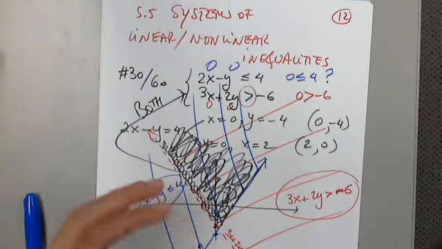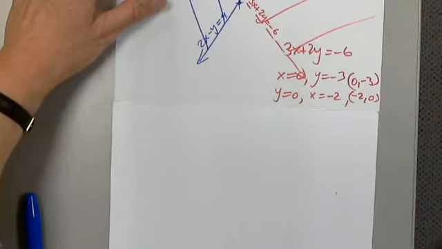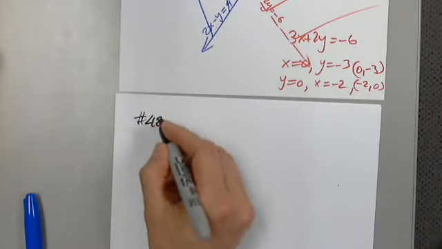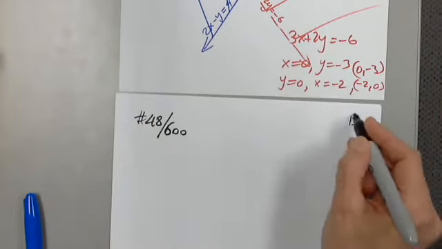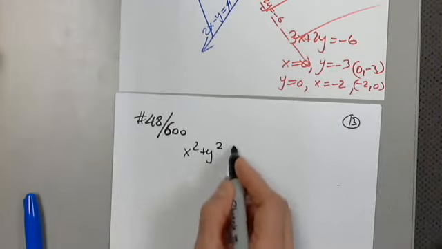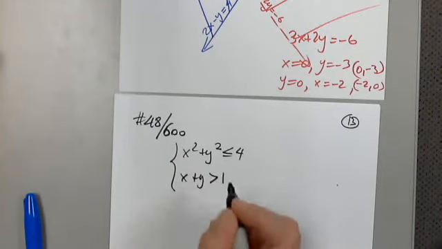This was a simple situation because we were given two linear inequalities. Now let's look at nonlinear inequalities. Would you like to choose or I will choose? Okay, let me choose 48. Page 600. X squared plus y squared less than or equal to 4 and x plus y greater than 1.